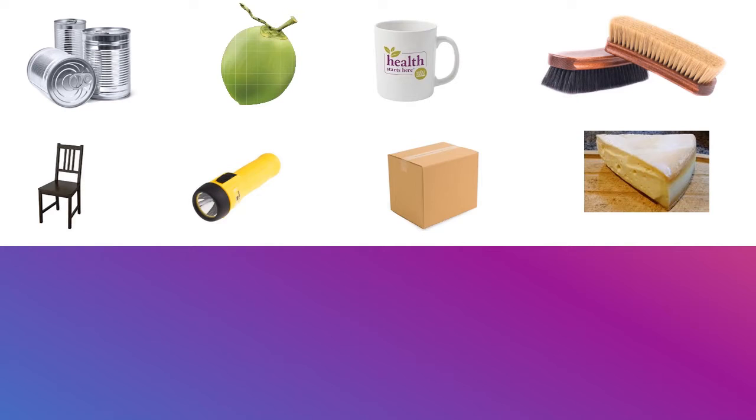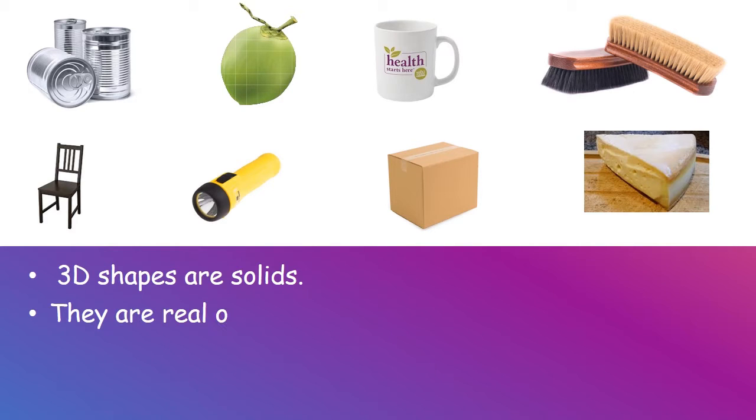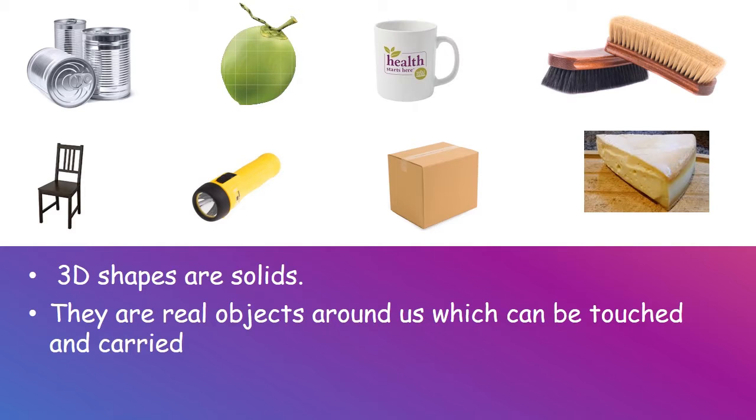Now, what are 3D shapes? 3D shapes are solids. A solid is hard or firm and keeps a clear shape. 3D shapes are real objects around you. You can touch and carry them. They are not flat shapes drawn on flat surfaces. Lastly, because 3D shapes are real and solid, they take up space.